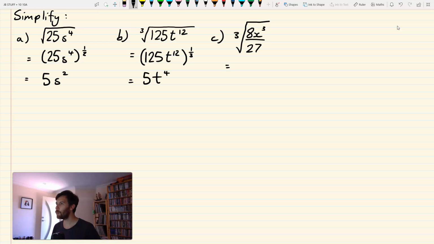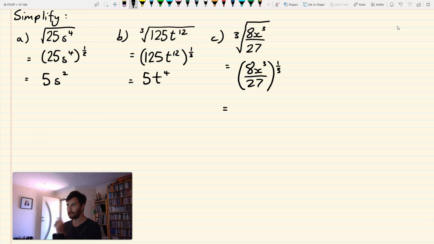And then next one, we've got 8x cubed over 27, and we're finding the cube root of the whole thing. So I'll do something similar for this one. 8x cubed over 27, and the whole thing is raised to the power 1/3. So similar situation again. I've got to raise each of the coefficients and the variables in that expression to the power 1/3.